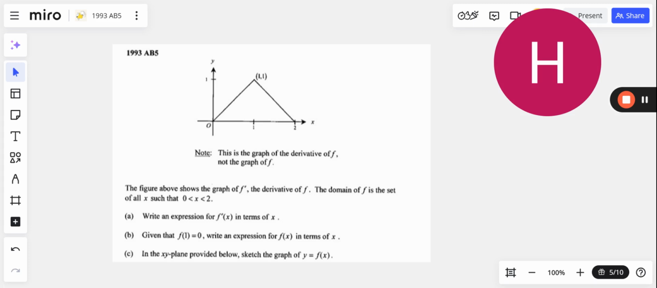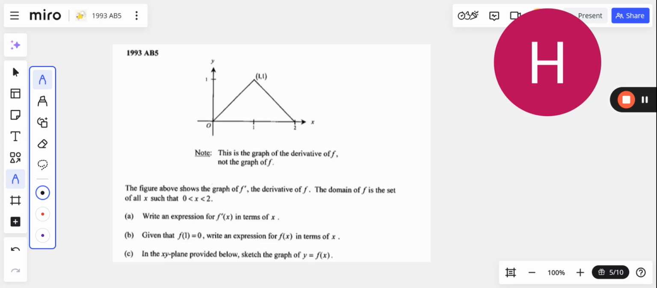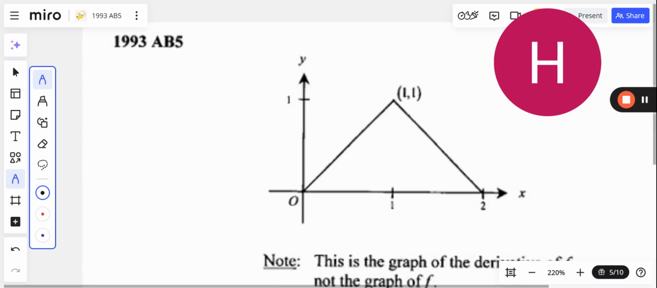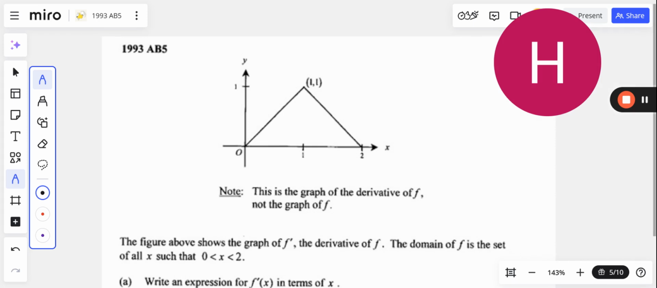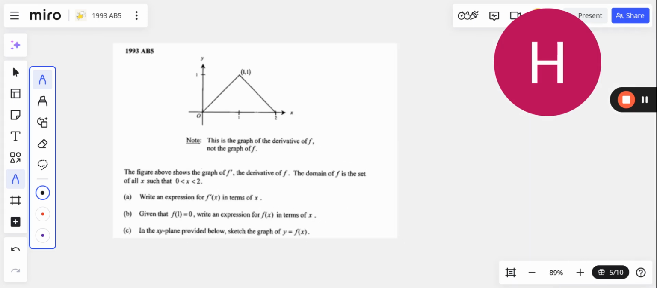This is math from the void. Math coming at you out of nowhere. Today we have a problem from the 1993 AP Calculus AB exam. Go ahead and give yourself a chance to work this out yourself. You can pause the video.